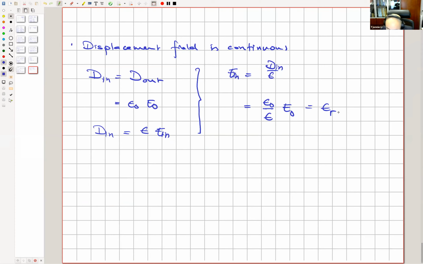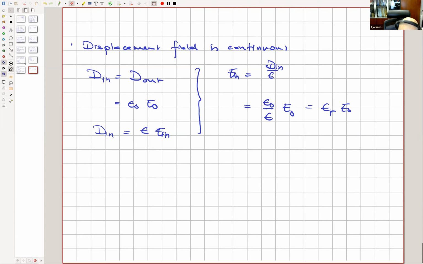Some textbooks actually refer to this as epsilon R. It's the relative permittivity, I think it's called, or anyway, it has some term like this. But I don't know, it's up to you. I always get confused the more of these epsilons I introduce. But you know, it's up to you. But that still means that I know now what the E inside is.